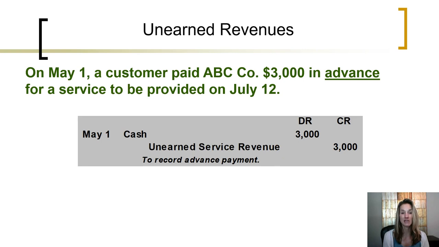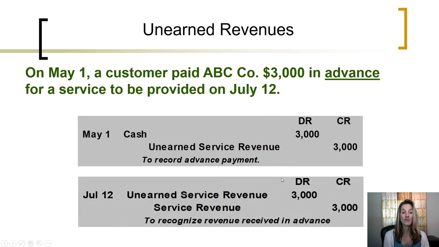That liability is called unearned service revenue, and they credit the liability. And they will keep that liability until July 12th when the service is provided. When the service is provided, they will decrease the liability with a debit, and at that time, credit the revenue. The revenue cannot be recorded until it is earned.